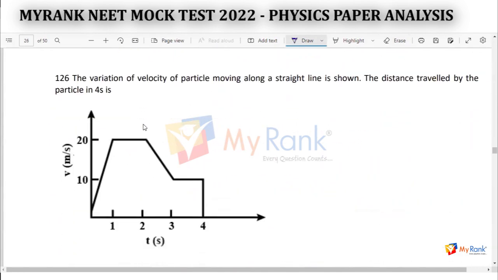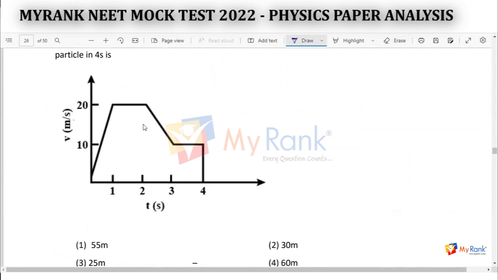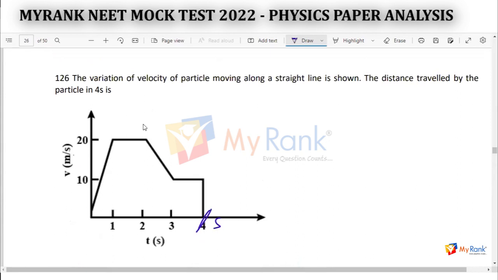The variation of velocity of a particle moving along a straight line is shown. Find the distance traveled by the particle in 4 seconds. 4 seconds means the total graph to be taken. So area means the distance is nothing but the area of the graph. Which graph? This is a VT graph. So the area of the VT graph, students. So just divide like this, students, to get the area.